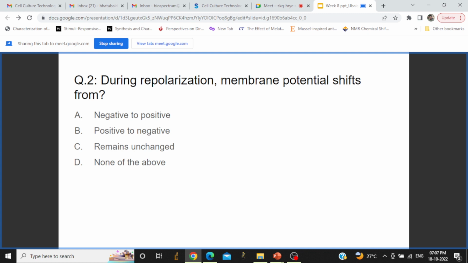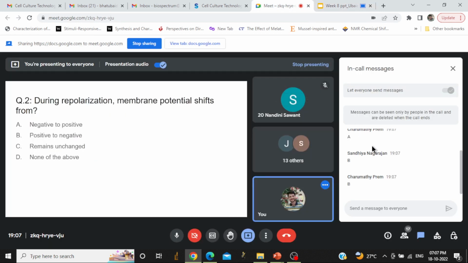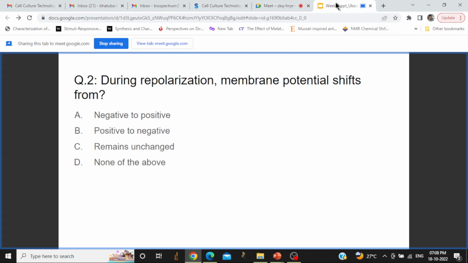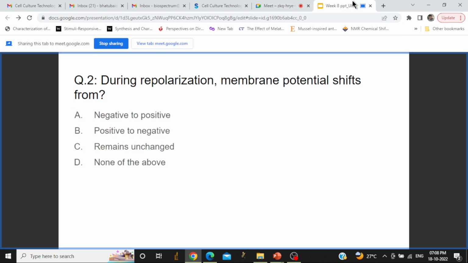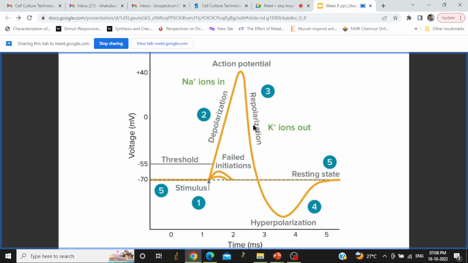Another question is similar to this. During repolarization, membrane potential shifts from negative to positive, positive to negative, remains unchanged, or none of the above. Yes, the answer is B. The membrane potential changes from positive to negative during repolarization. So I will explain what is related to the questions.